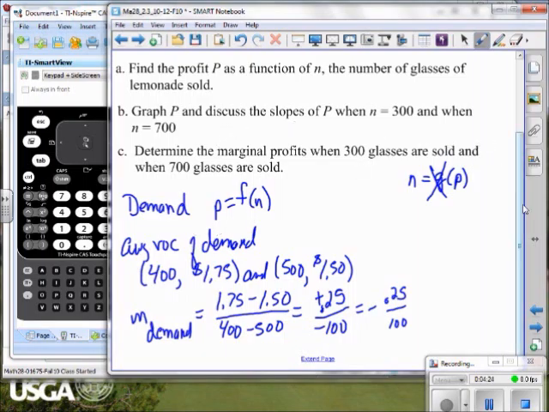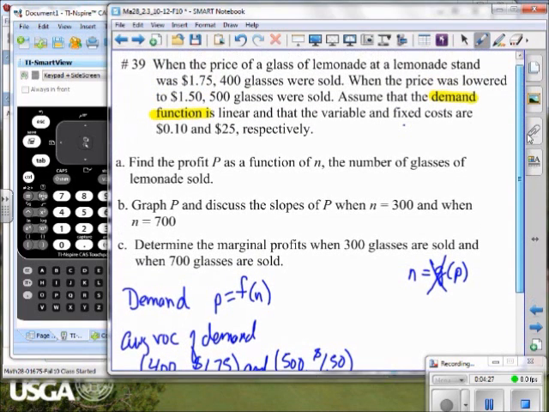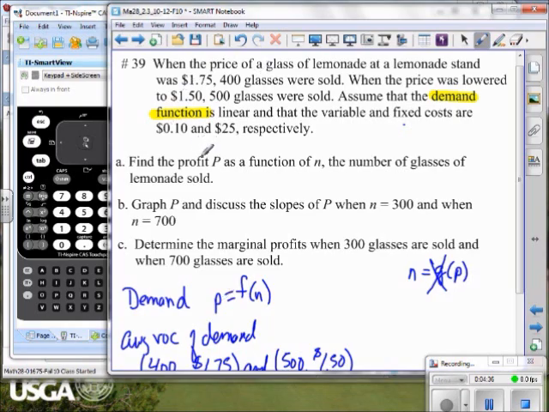Now we want to come up with a demand function. Why do we need a demand function? Well, we need to find out what price we're going to put on each of these glasses in order to come up with our profit. And so we're building a demand function here. We say it's linear. What do you need for a linear function? You need slope. Did we just find slope? Okay, and we need the y-intercept.